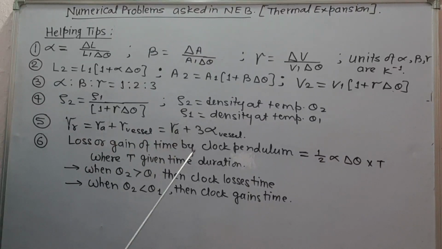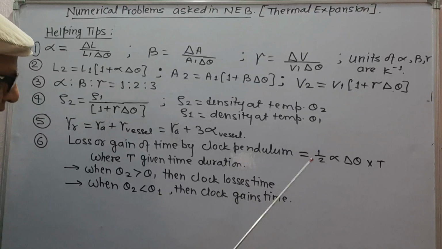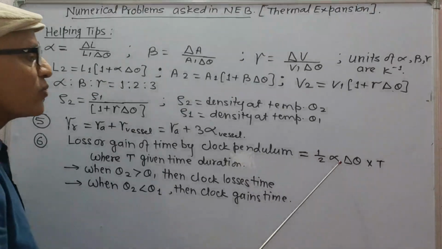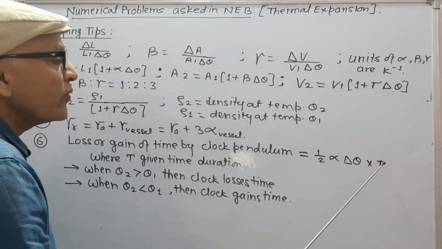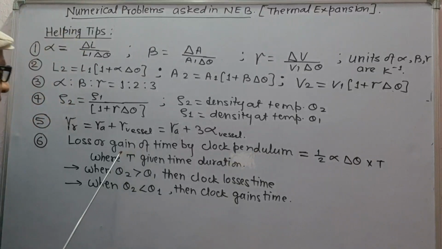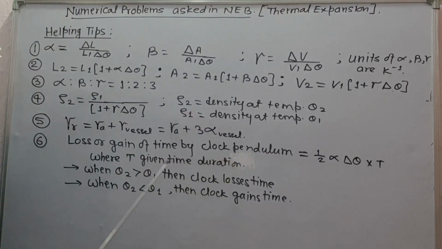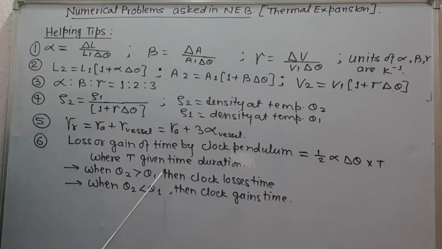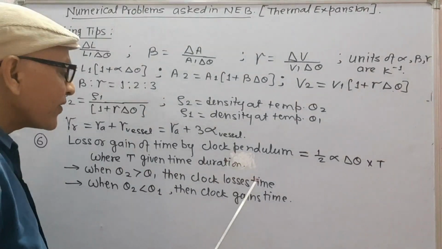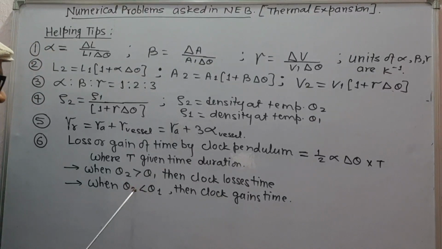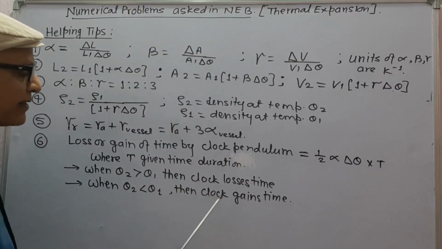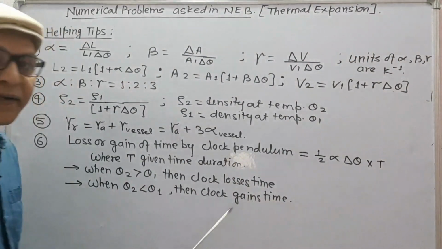Loss or gain of time by a clock pendulum is given by 1 by 2 alpha delta theta into t, where t is the given time duration. When theta 2 is greater than theta 1, then the clock will lose time, and when theta 2 is less than theta 1, then the clock will gain time.